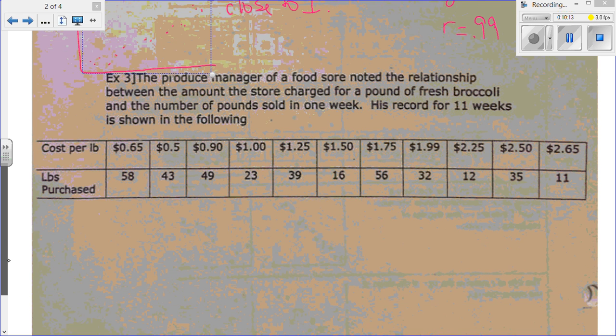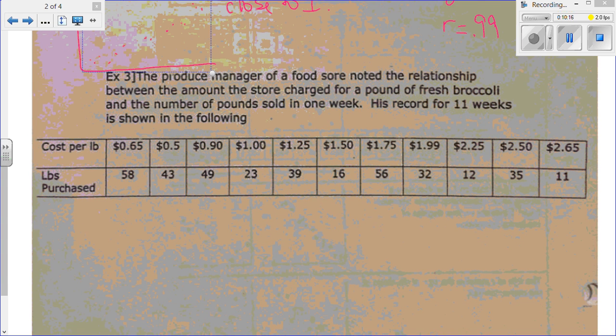All right, last problem. The produce manager of a food store noted the relationship between the amount the store charged for a pound of fresh broccoli and the number of pounds sold in 1 week. His record for 11 weeks is shown in the following. What we're going to do is see what's going on and determine the correlation. So find R here, find our correlation coefficient. So I have to put all my data into the calculator. This is X, this is Y, this is L1, this is L2.